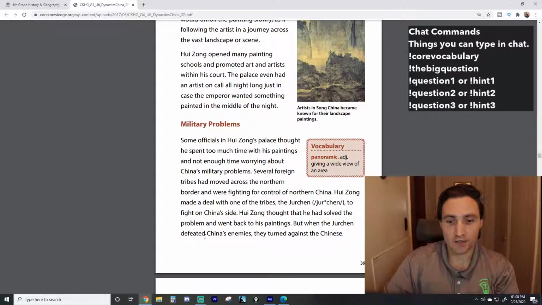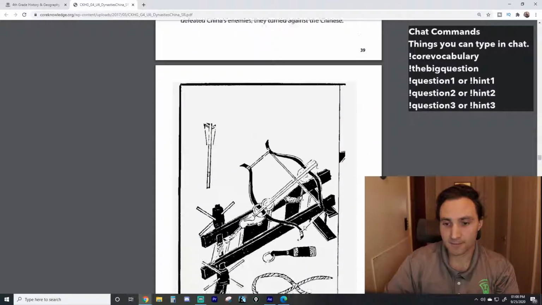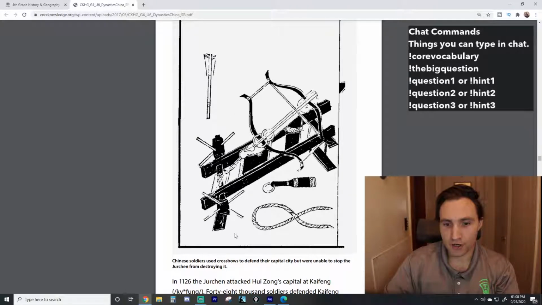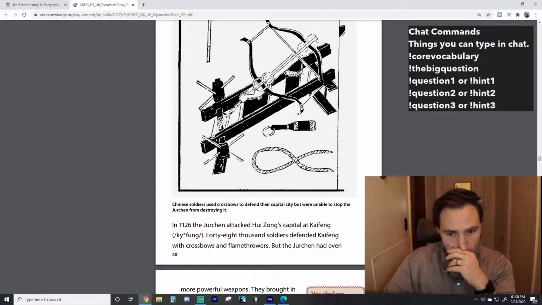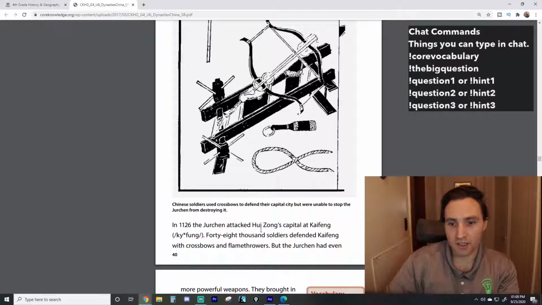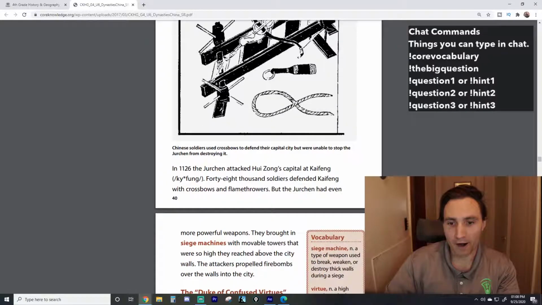So after the Jurchen defeated China's enemies, they turned against the Chinese. Let's look at this picture of Chinese soldiers who used crossbows to defend their capital city, but weren't able to stop the Jurchen from destroying it. They used crossbows, and we talked about that earlier in this Dynasties book, right? That was one of our vocabulary words. In 1126, the Jurchen attacked Huizong's capital at Kaifeng. 48,000 soldiers defended Kaifeng with crossbows and flamethrowers, but the Jurchen had even more powerful weapons.